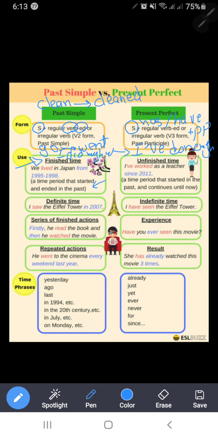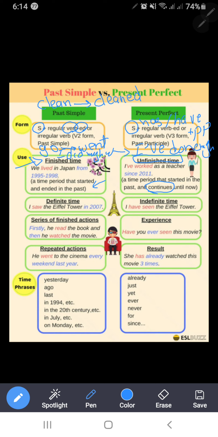Excellent. Excellent, guys. But unlike the past simple, the present perfect talked about unfinished time. For example, I have worked as a teacher since 2011, a time period that started in the past and continues until now, which means that I'm still working as a teacher. I'm still a teacher now. I started working as a teacher in the past in 2011, and now I'm still working as a teacher.